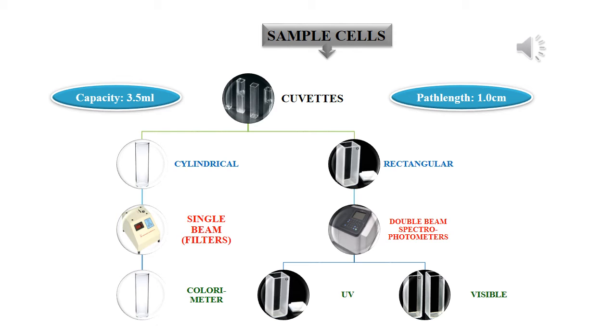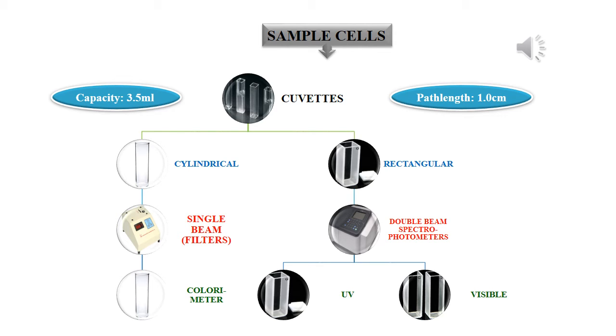Coming to rectangular cuvettes, for UV analysis we have to use rectangular shaped quartz cuvettes. Why do we need to use quartz cuvettes for UV analysis? Glass will absorb UV radiation. So to avoid loss of radiation by the cuvette, we need to use quartz material.